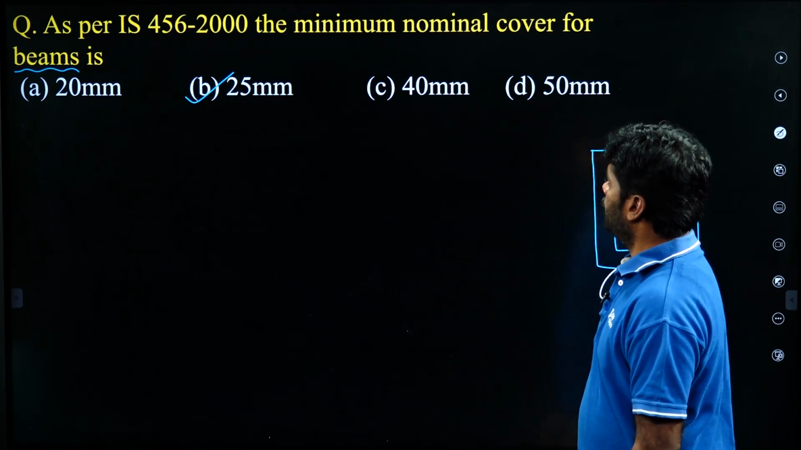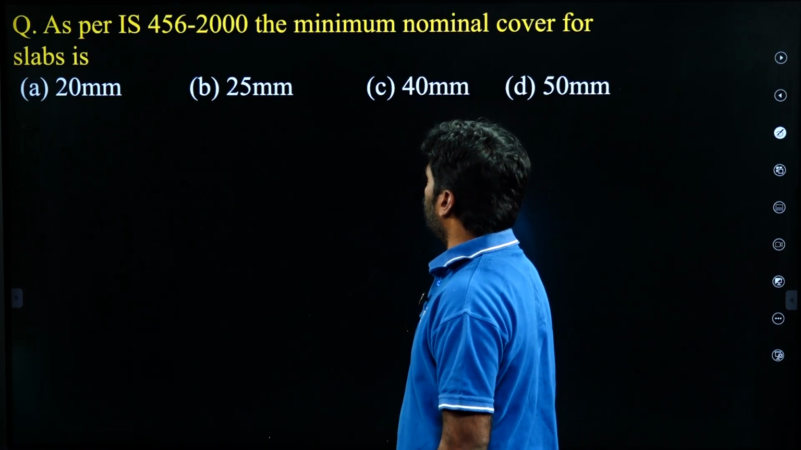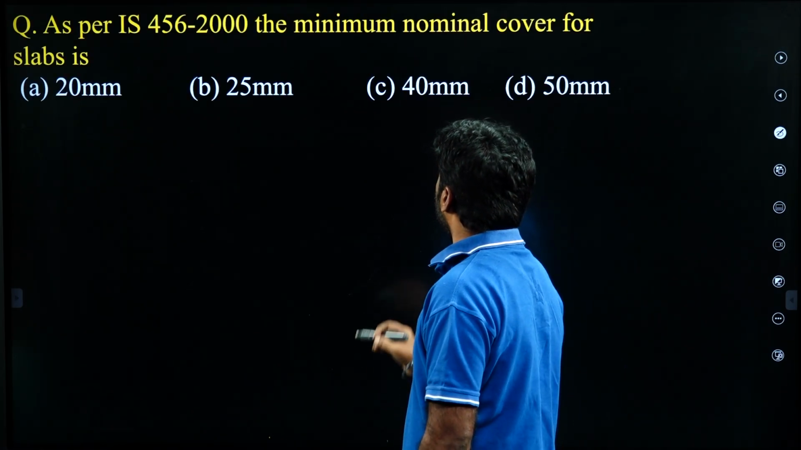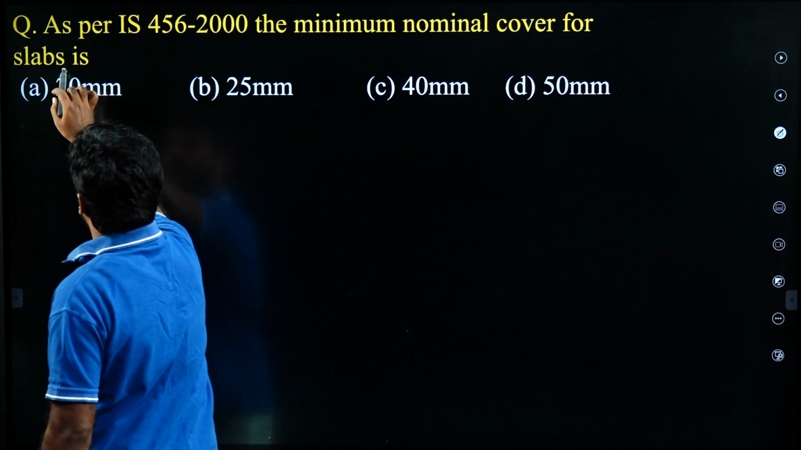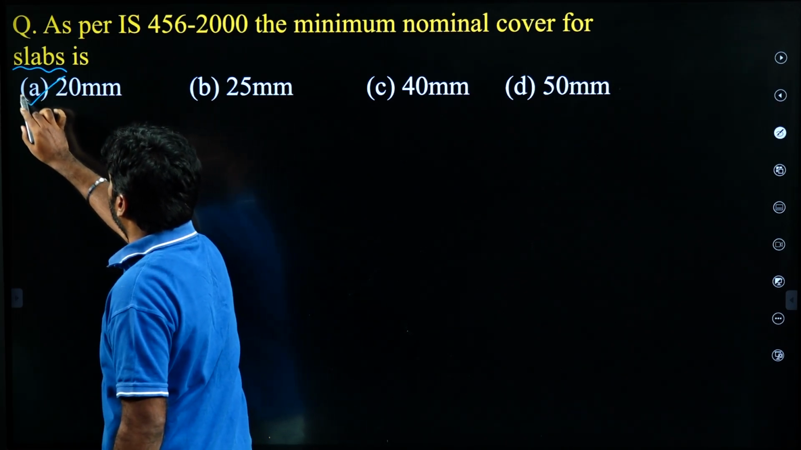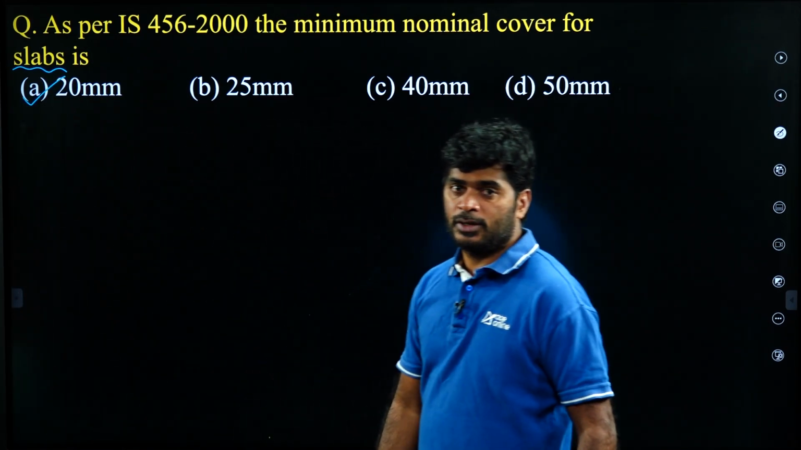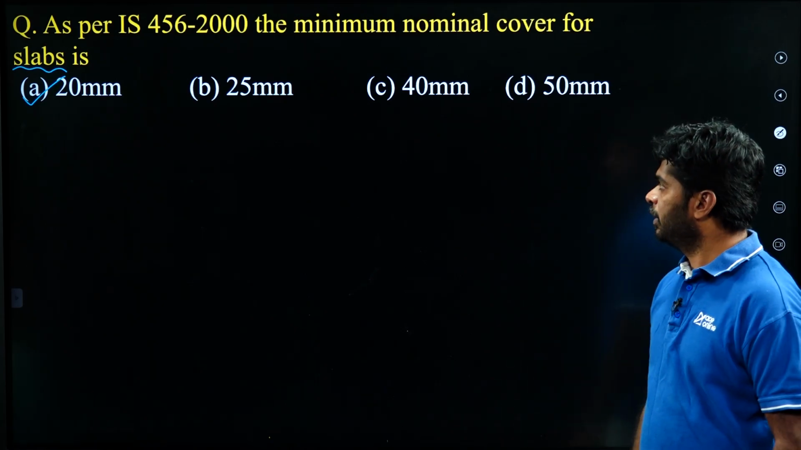Coming to the next question. As per IS 456-2000, the minimum nominal cover for slabs is 20 mm. For beams 25 mm, for slabs 20 mm.